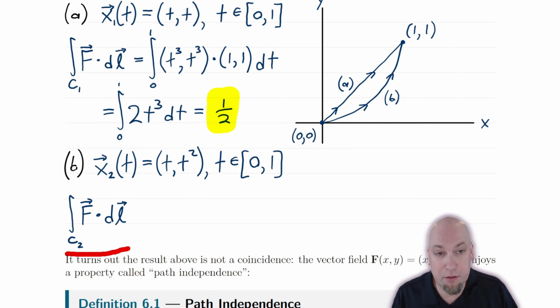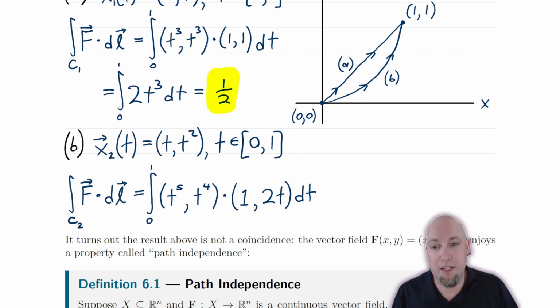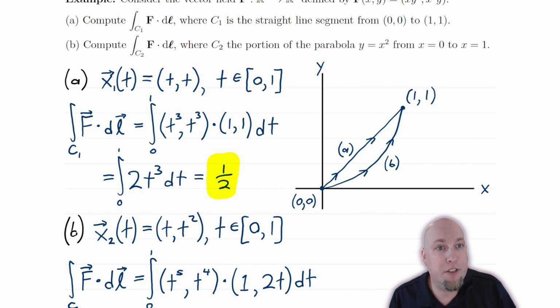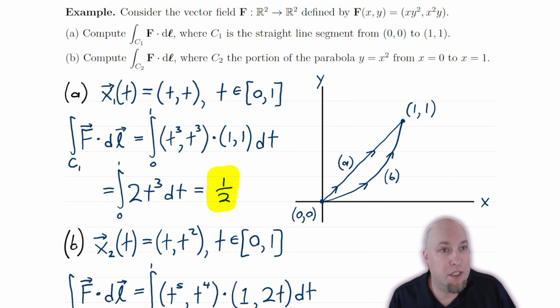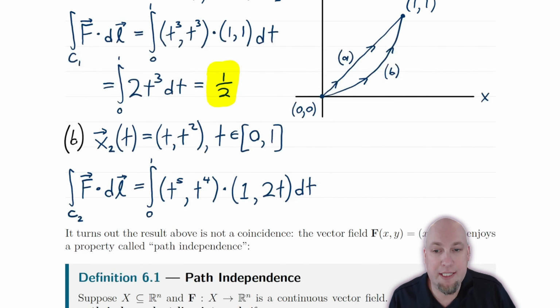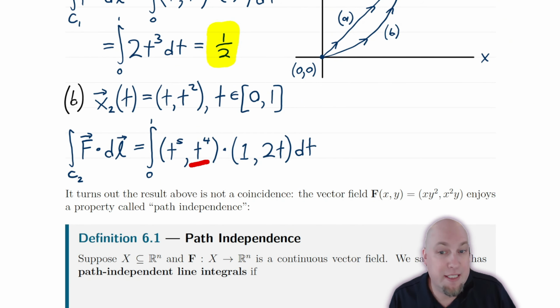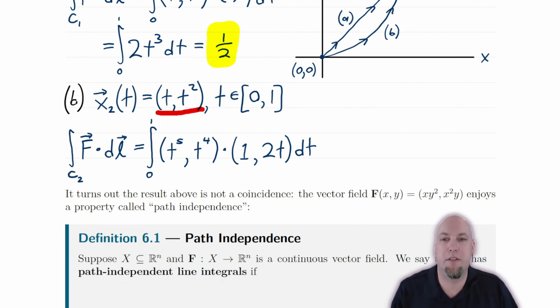Then our vector line integral along that curve is going to be the integral over the domain of t, so from 0 to 1. And then let's see, f of x2. What I'm doing is plugging x equals t, y equals t squared into my vector field, which is up here. So all the x's become t's, all the y's become t squareds, and when I do that, I end up getting t to the power 5, t to the power 4, and again, dot it with your velocity vector, because that's how you compute vector line integrals.